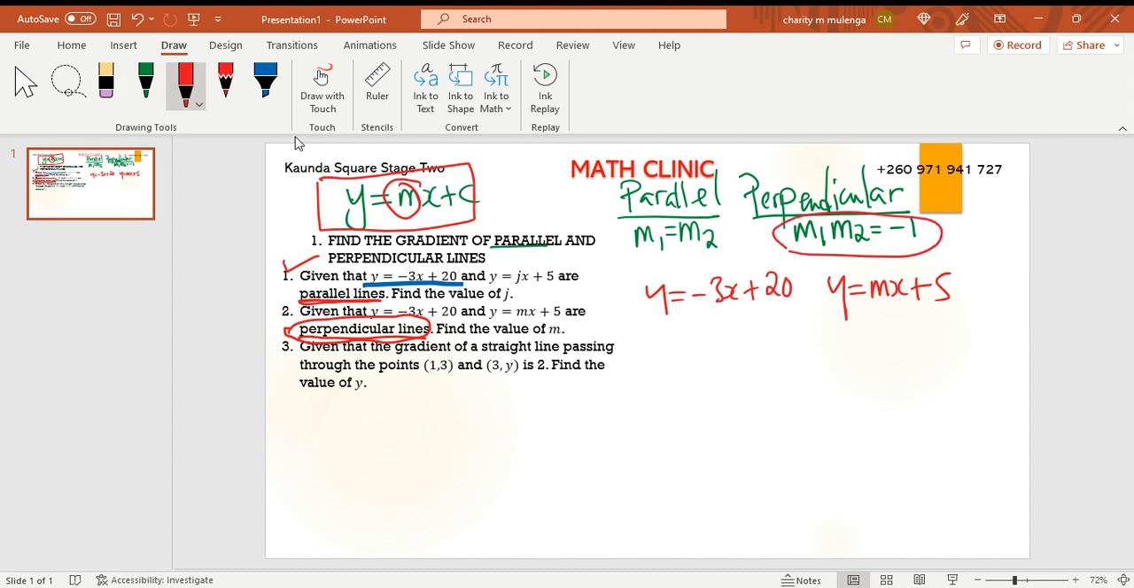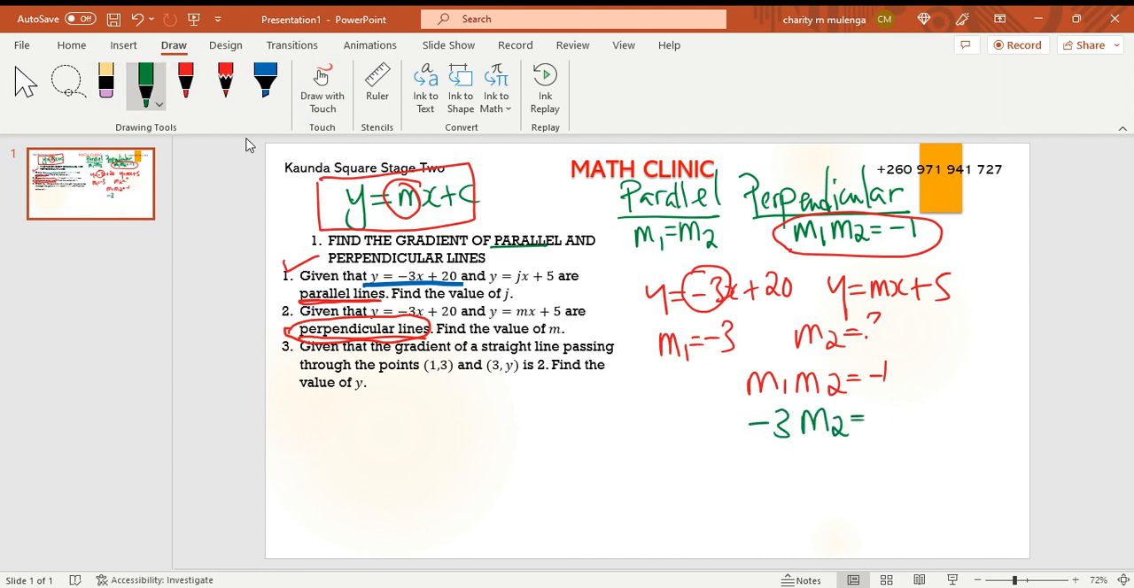This is where this formula comes into play. So let's identify the first gradient. In this case, our gradient is -3. How do we find our second gradient? Well, we're going to say m1 times m2 equals -1. What is our first gradient? -3. So to find m2, we're going to make m2 the subject. So I'm dividing both sides by -3. You cancel, you cancel. So m2 is equal to, you cancel out the negative, 1 over 3. So our gradient for this other straight line is 1 over 3.